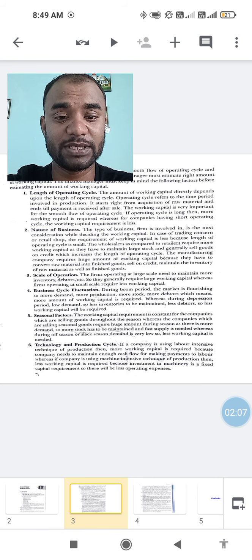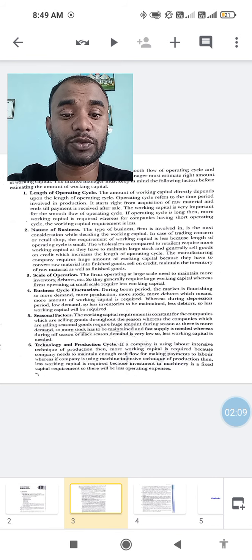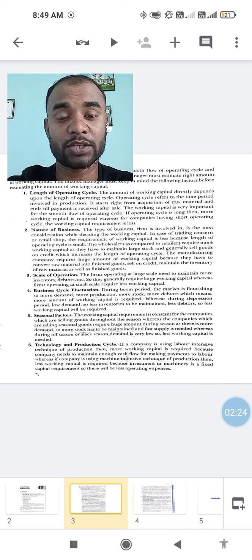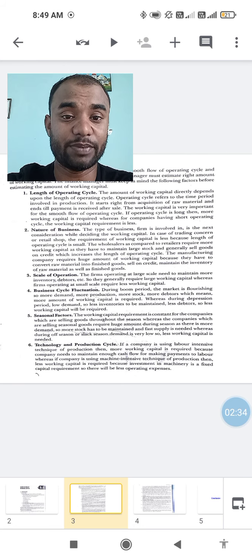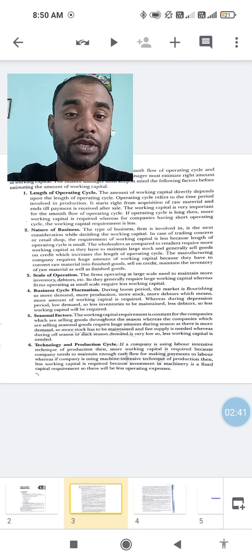Next we have business cycle fluctuations. There's a lot of fluctuation presently because of COVID-19. There are so many fluctuations in business. It's going into depression, but there are still certain periods in normal situations where there is a boom period and an off period, so production also fluctuates. When it's boom, you will need more inventories and more debtors. But when the business is down or in recession, then you will not need as much as you need during the boom period.